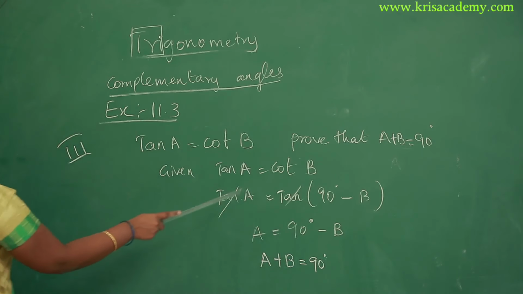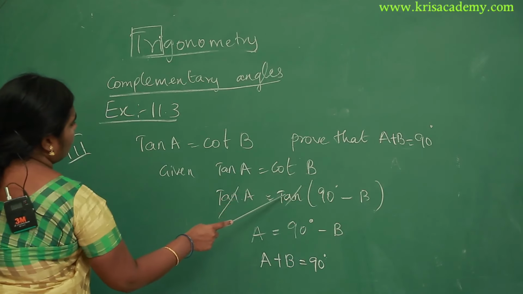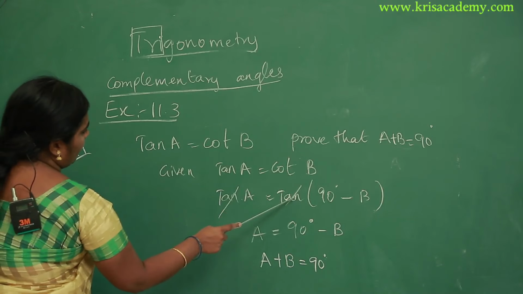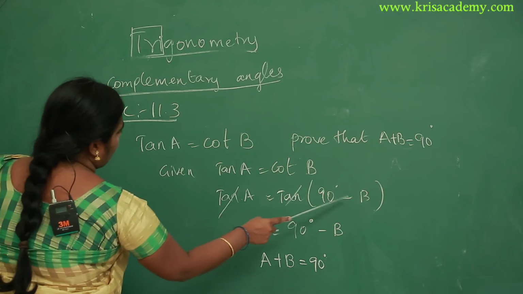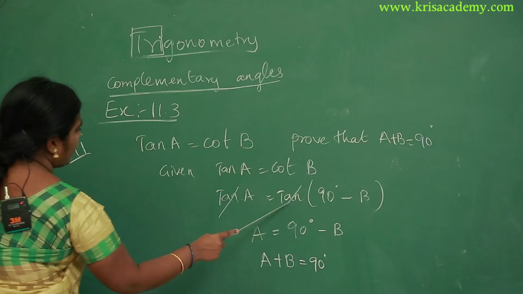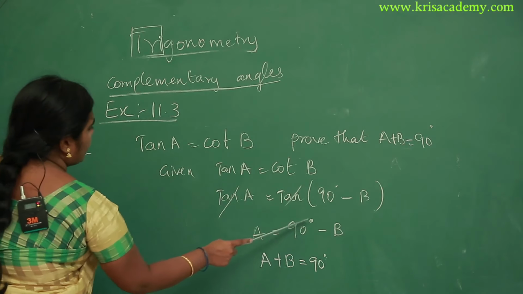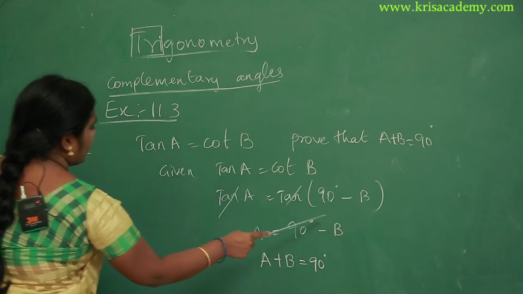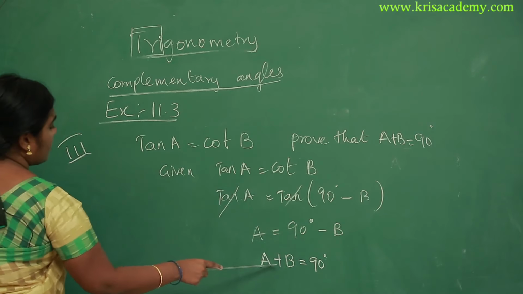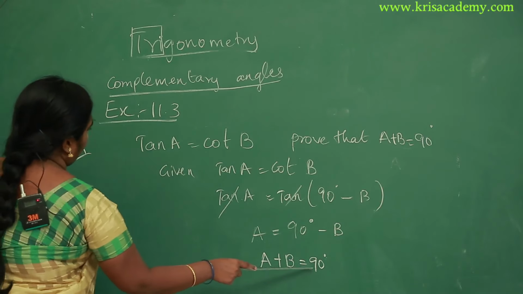So tan A is equal to cot B. Cot B is a complement of tan. So cot B can be written as tan of 90 degrees minus B. Both the sides tan will get cancelled. A is equal to 90 degrees minus B. Minus B when it comes to this side becomes plus B. So A plus B is equal to 90 degrees.